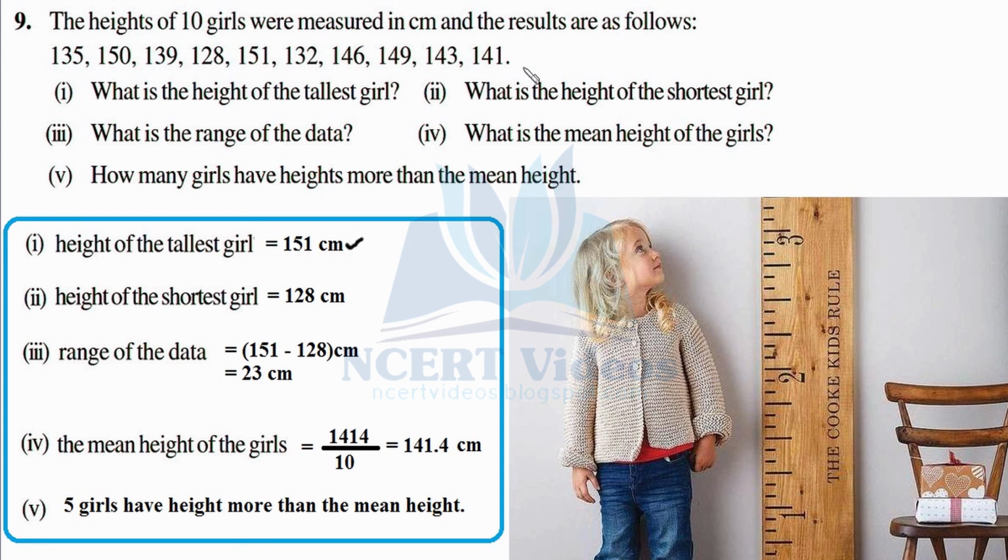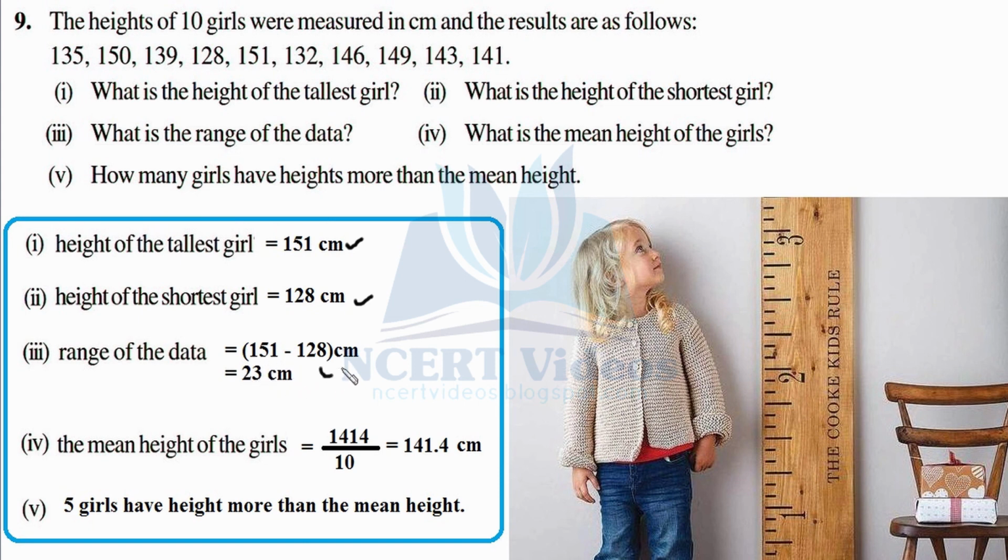Now, height of the shortest girl. Well, 135 so far, 128 so far, and then yes, 128 centimeter. Third, what is the range? Well, you have found this. You have to subtract lowest from highest, obviously. So when you subtract 128 from 151, you get 23 centimeter.